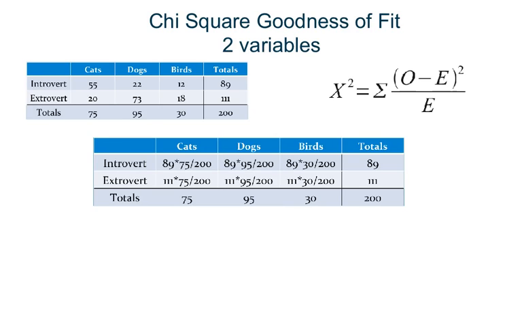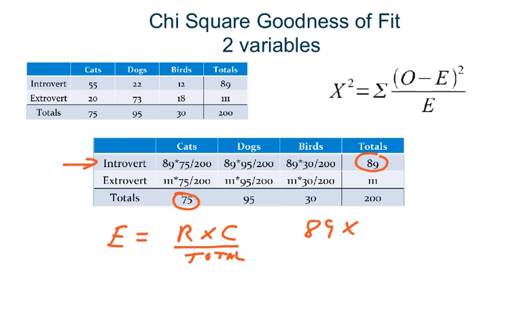The formula for calculating E, just for calculating our expected frequency, is we're going to take the row times column divided by total. That's all you have to do. So for the expected frequency for introvert cats, we're going to take the row total for introverts, which is 89, and the column total for cats, 75. We just multiply those two things together and divide by our total of 200.